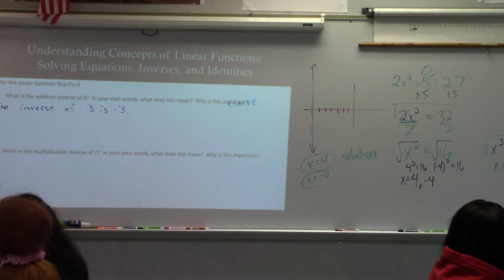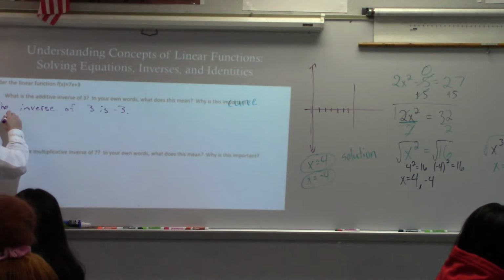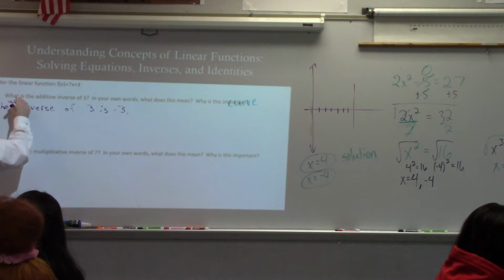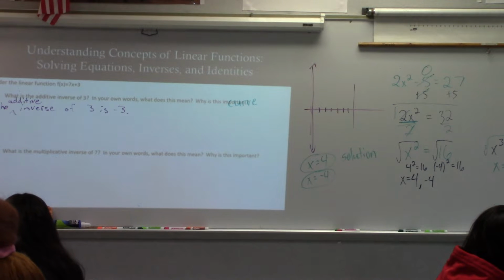So I can't just say the inverse of 3 is negative 3. If you haven't had that detail yet, you need to add in the word additive. You can use the arrow there to add in the word additive. So the additive inverse of 3 is negative 3. Does anyone have another word that might describe additive inverse? Subtraction. It always gives you 0.